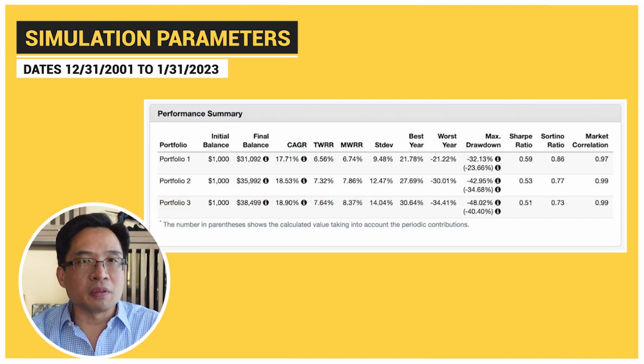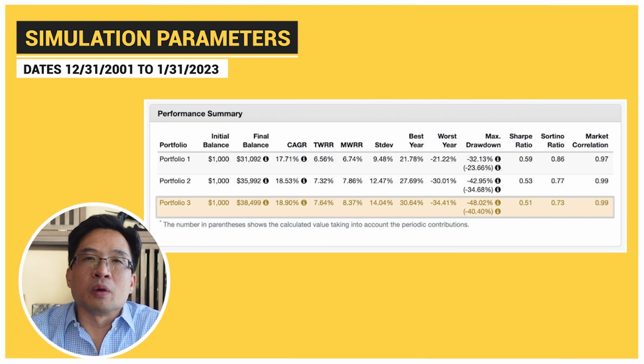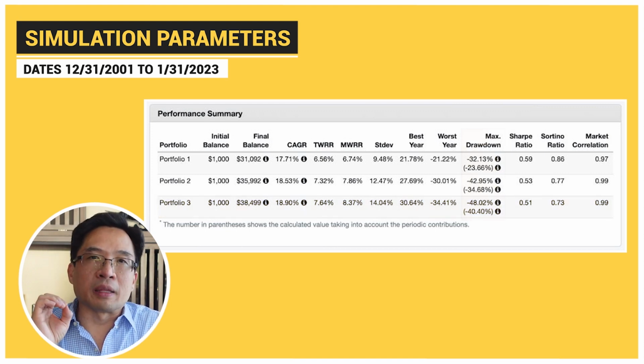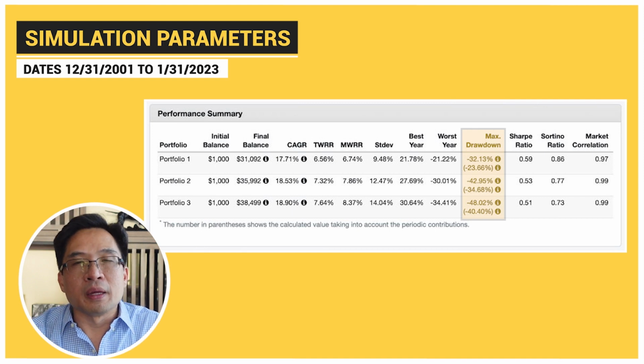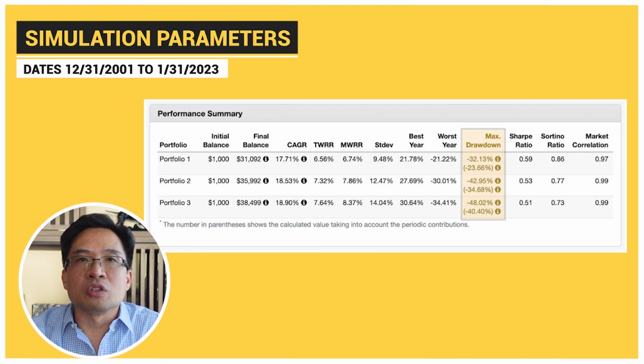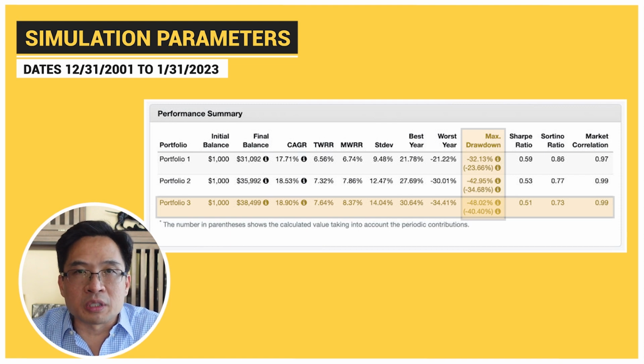What's the catch? Obviously, if you look at returns, we would prefer portfolio number 3. Well, the catch is that you need to have nerves of steel. Let's look at the max drawdown column. Depending on your risk tolerance, you should decide your allocation to bonds versus stocks. Take, for example, portfolio number 3 with a max drawdown of 48%.